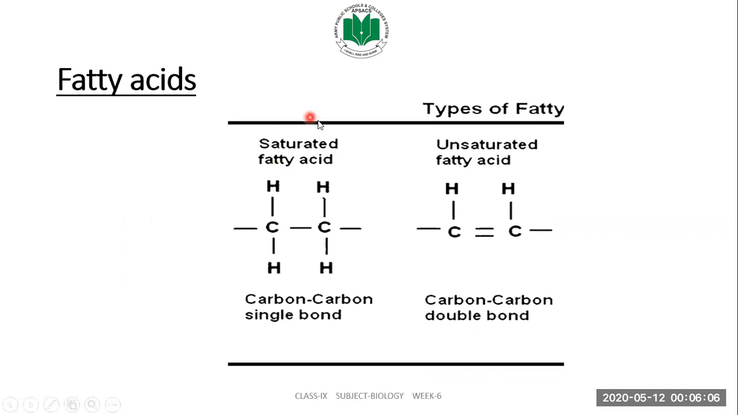There are two main types of fatty acids. They can be either saturated fatty acids or unsaturated fatty acids. Saturated fatty acids have single carbon-carbon bonds, while unsaturated fatty acids have double carbon-carbon bonds. The way you can remember is that S stands for saturated and S stands for single. So saturated fatty acids have single carbon bonds, while unsaturated fatty acids have double carbon bonds.